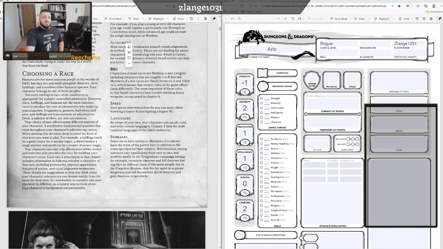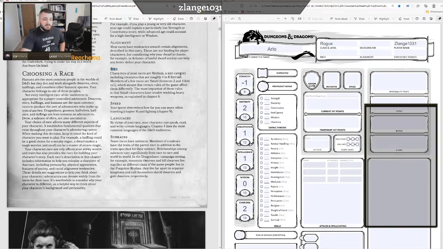I think in the basic Player's Handbook, halflings and gnomes are size small. Possibly dwarves too, I'm not too sure. I haven't played a halfling since 3.5 when I was in high school, and I've never played a gnome or a dwarf. But we'll get into that.